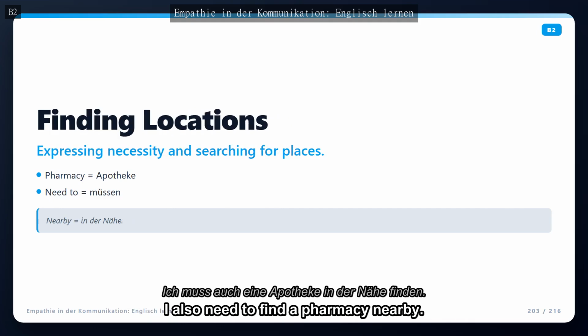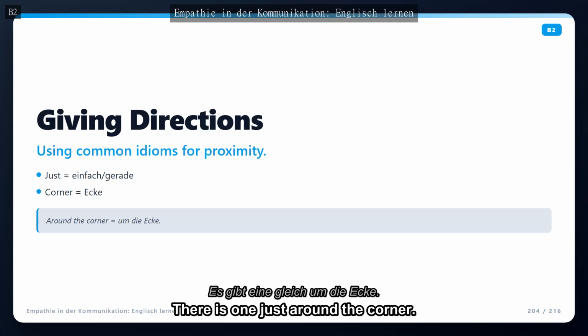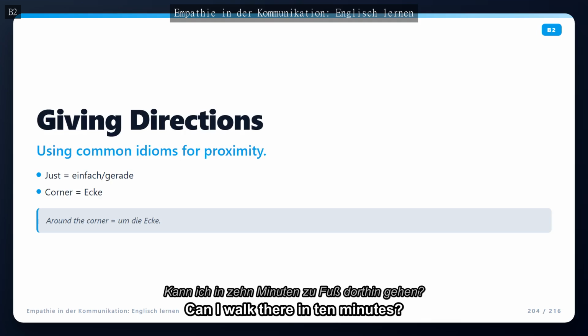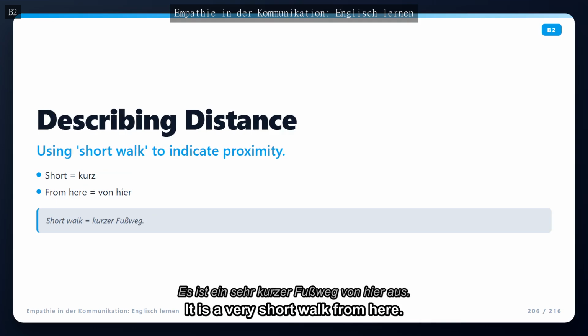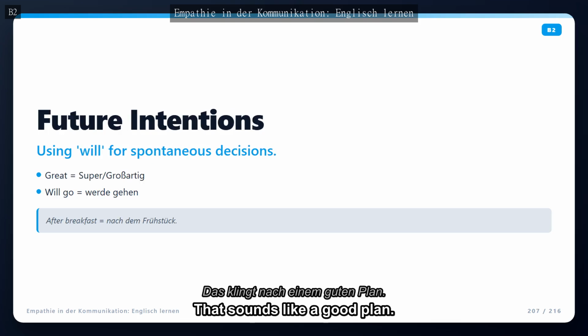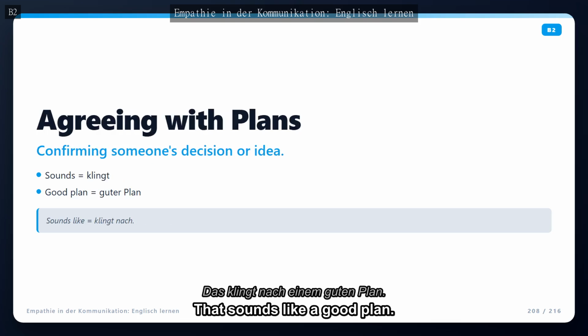I also need to find a pharmacy nearby. There is one just around the corner. Can I walk there in 10 minutes? It is a very short walk from here. Great. I will go there after breakfast. That sounds like a good plan.